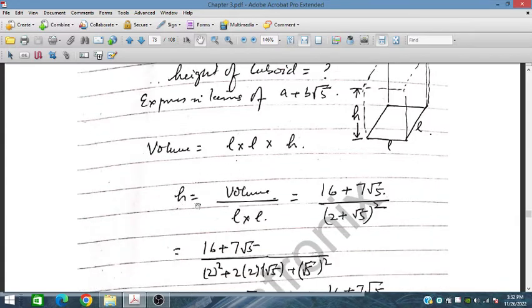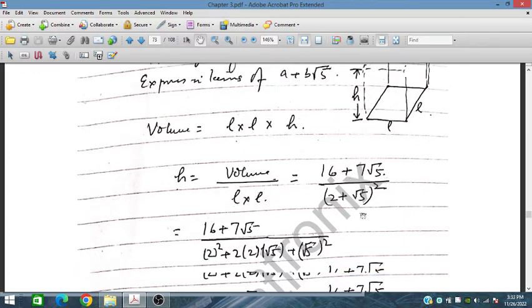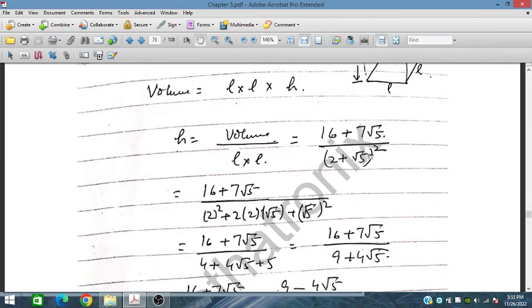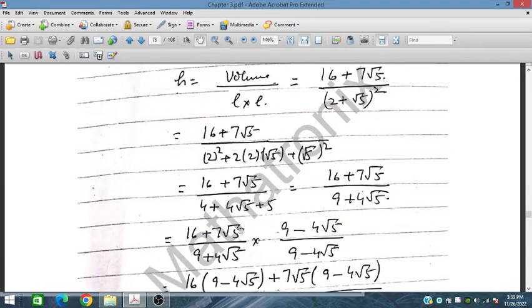So this is the volume, and we have to find the height. Height is equal to volume upon length into breadth, and breadth is also length. So this is 2 plus under root 5 square, because it is 2 plus under root 5 and another bracket with 2 plus under root 5. So this is a plus b whole square. So we eliminate this by obtaining this. So we have simplified and obtained this. So we have to rationalize the denominator.